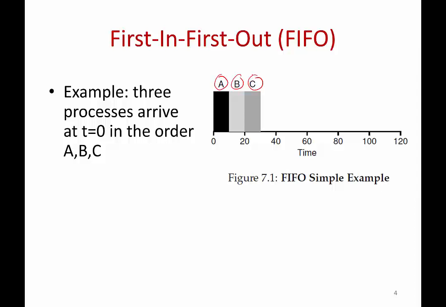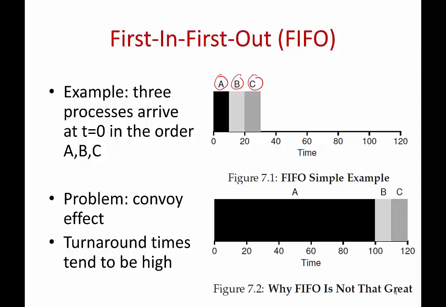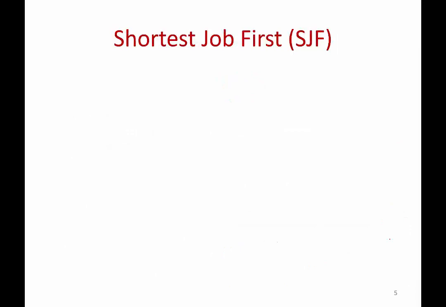So why is this bad? What are the problems with it? One main issue is what is called the convoy effect. That is, sometimes you get stuck behind a really long fat process and your turnaround time is really bad. Now here process B arrived just at time t equal to 0, just behind A, but it has to wait for a long time until A finishes. So B is not happy about this, right? So FIFO tends to have this issue. So how do you fix this?